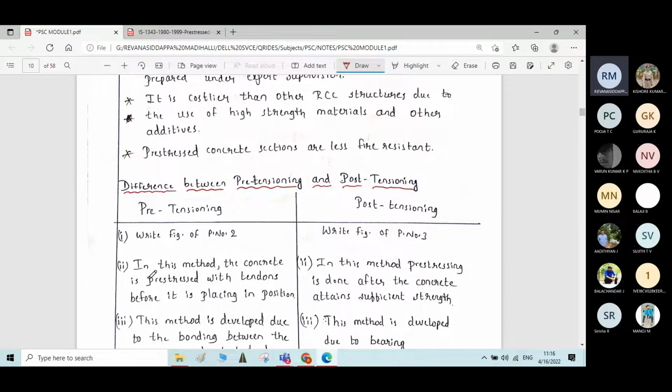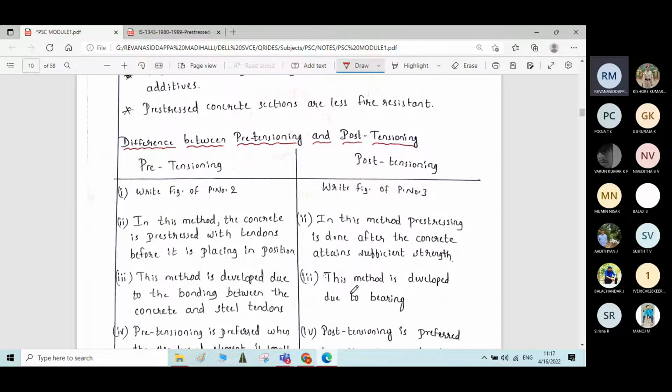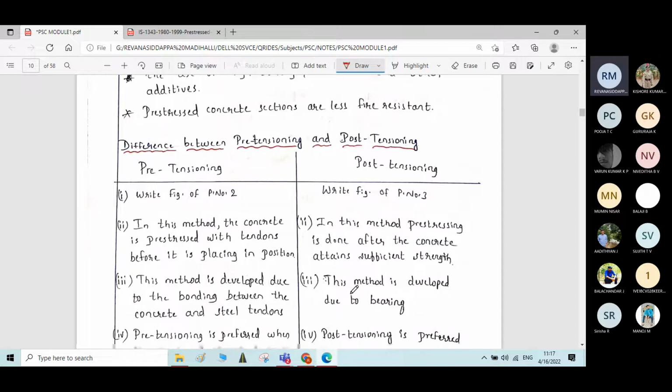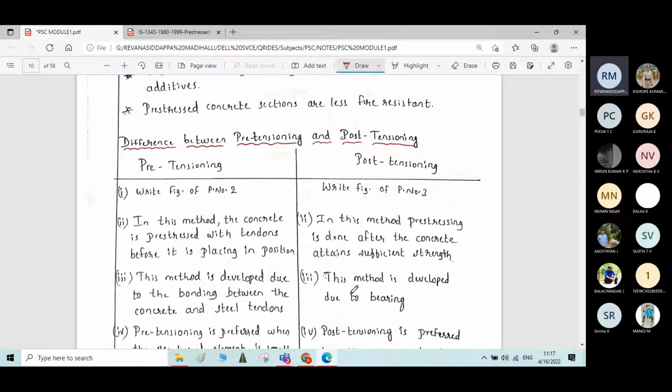In this method, the concrete is pre-stressed with tendons before it is placed in position. In case of post-tensioning, the pre-stressing is done after the concrete attains sufficient strength. There is a major difference between the two. Then coming to the development of the pre-stresses.